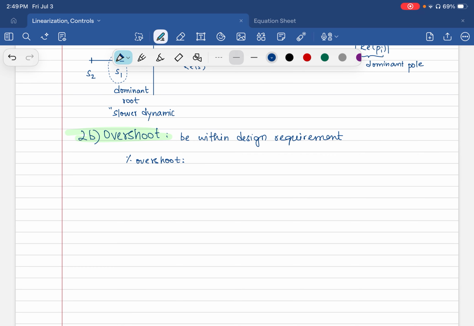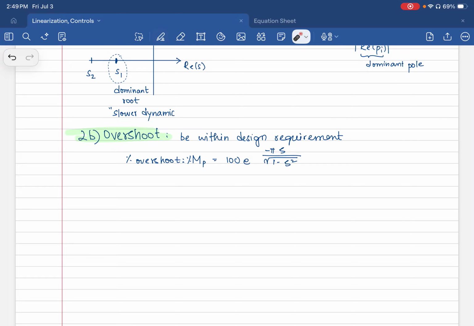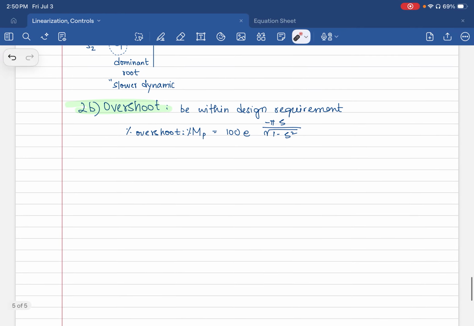The equation is percentage Mp equal to 100 e to the power minus pi zeta over root of 1 minus zeta squared. So a lot of times you'll have something like this has to be less than 0.1%, and then your system is within design requirements.